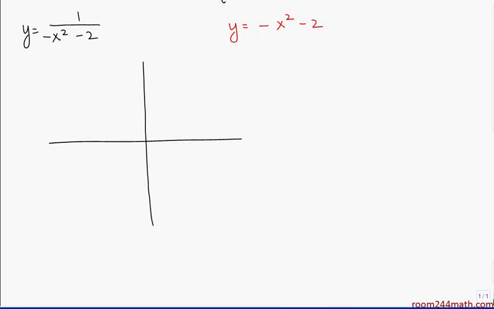What if we're trying to graph y equals 1 over negative x squared minus 2? Again, I want to start by thinking of the denominator, negative x squared minus 2. Now that is a quadratic, or a parabola, that's facing down, and it has a vertex at (0, -2). So I can do a sketch very quickly, because I know this comes up and goes back down again without ever crossing the x-axis, and the vertex is at (0, -2).